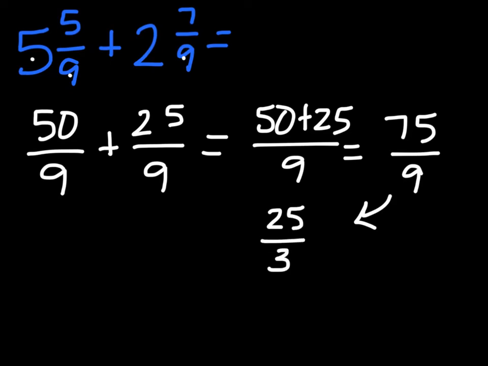Our final step now is to rewrite this as a mixed number. 3 goes into 25 8 times with a remainder of 1. That becomes our new numerator. And 3 remains our denominator. So 5 and 5/9 plus 2 and 7/9 equals 8 and 1/3.